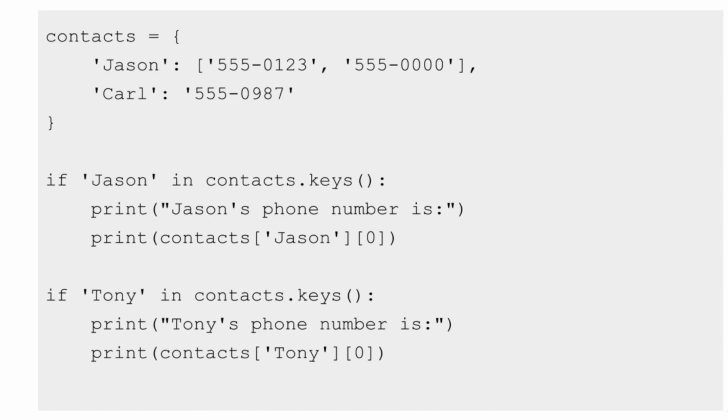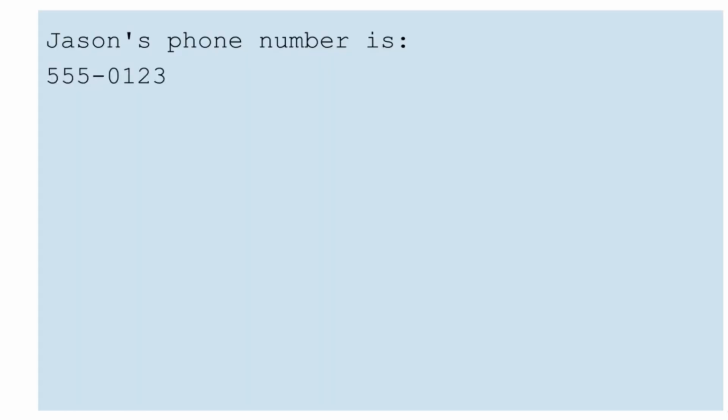Since the value associated with the Jason key is a list, you can act on it just like a list. So accessing index 0 of the list associated with the Jason key in the contacts dictionary returns the first value in that list. Here is the output of the execution of that program.